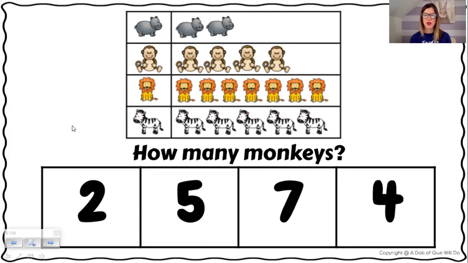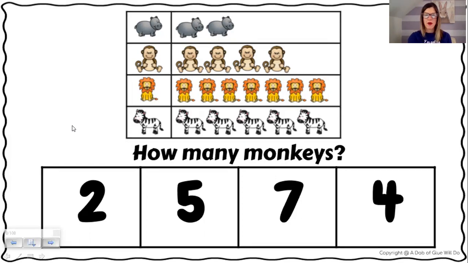Okay, now we have a new question. It says, how many monkeys? So now you're not looking for information about a hippo. You're looking for information about monkeys. Okay, so find that monkey. Now I want you to count how many monkeys there are. Not the first monkey. The first monkey is just telling you that that's the picture they want you to count. Okay, so on the right-hand side, I want you to count.